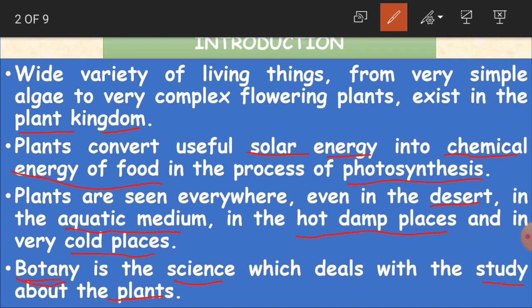And what do plants do? They convert solar energy into the chemical energy of food. When does this happen? This happens in the process of photosynthesis. Plants are seen everywhere, like in deserts, water areas, hot and damp areas, and cold places. And what is the study of plants known as? It is known as botany.